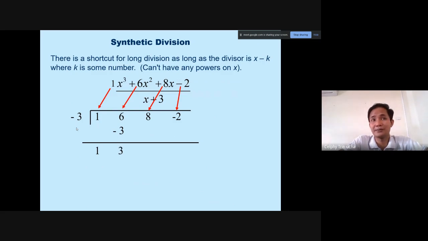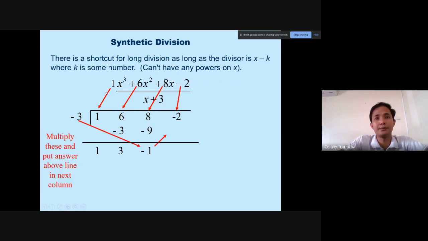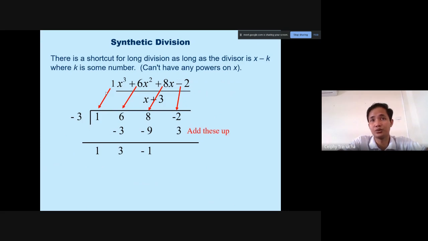Then still the same, multiply. So we have 3 times negative 3 is negative 9. Then we have to add. So 8 plus negative 9 is negative 1. Then we have negative 1 times negative 3 will be positive 3. Then add, negative 2 plus 3 will be equal to 1. So this one will be our remainder.